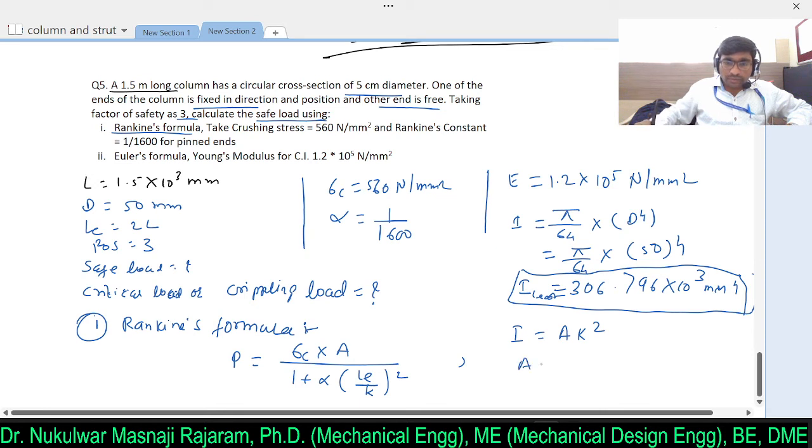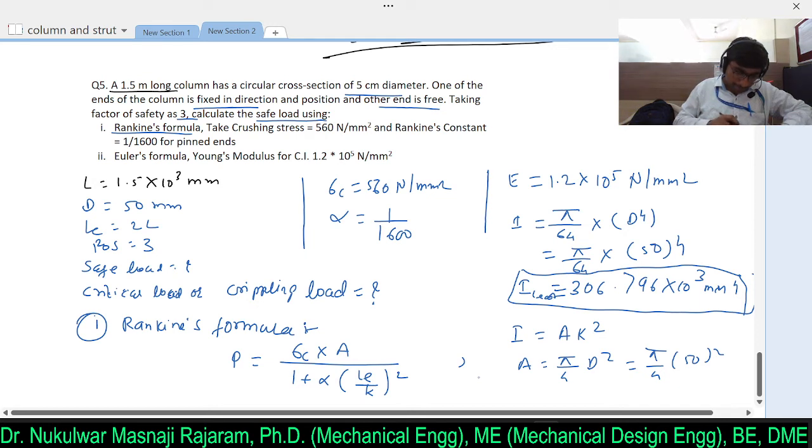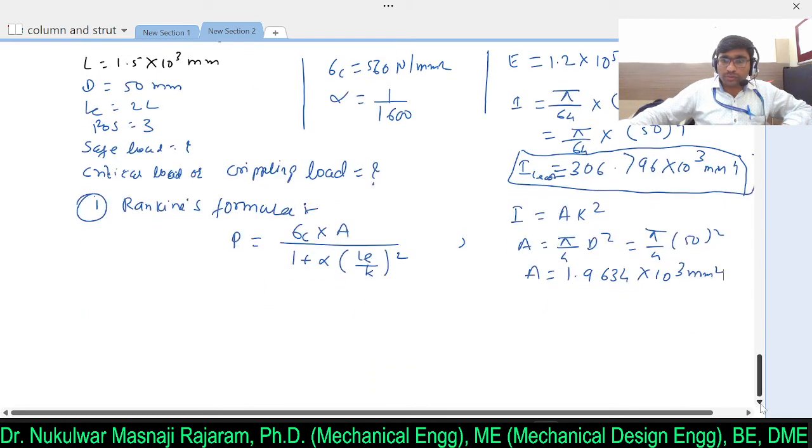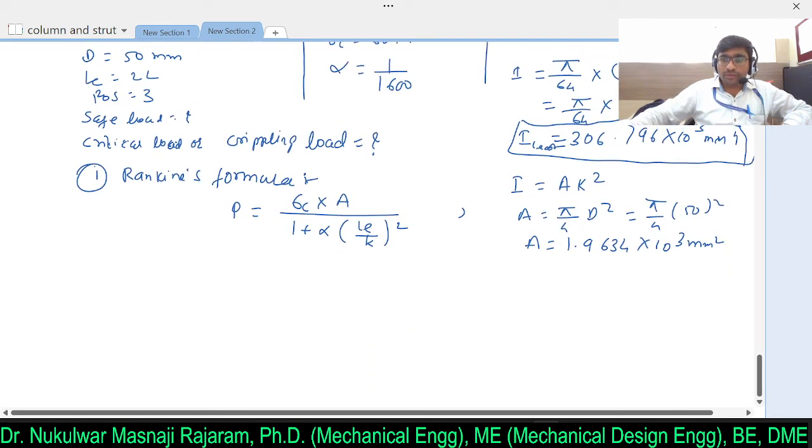So first I will evaluate pi by 4 d square. If you put the value pi by 4 into 50 square, then the area will be equal to 1.9634 into 10 raised to 3 mm square. If you put this area value over here, then K will be equal to under root of I by A.